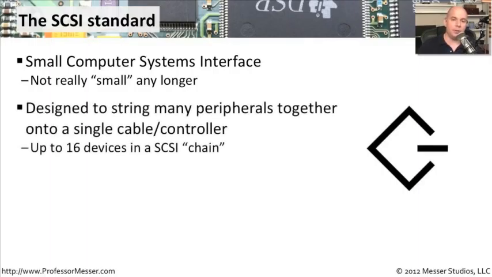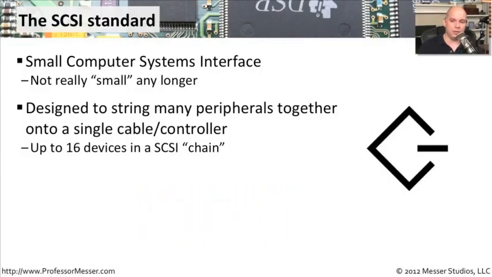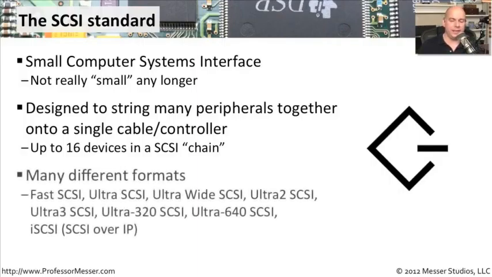We could string a number of devices together. They could be hard drives, they could be optical storage devices, and we could put up to 16 devices on one of these SCSI chains using a single cable and a single SCSI controller. So you were able to just put one interface in your computer and simply hang off the back of that interface 16 different devices.